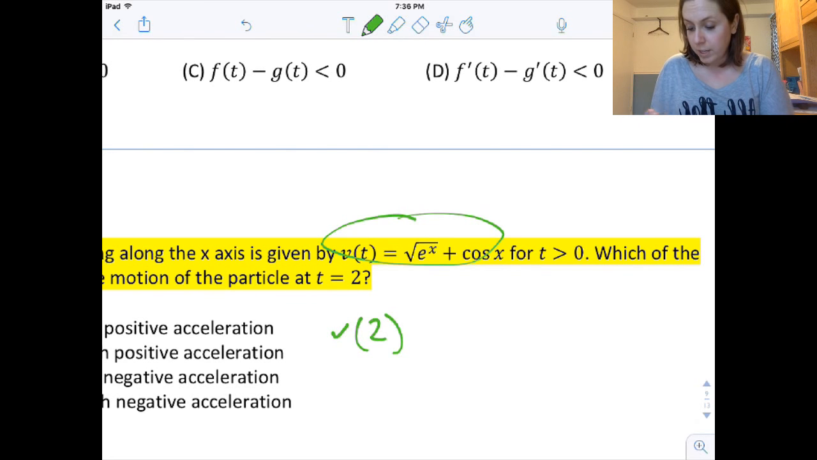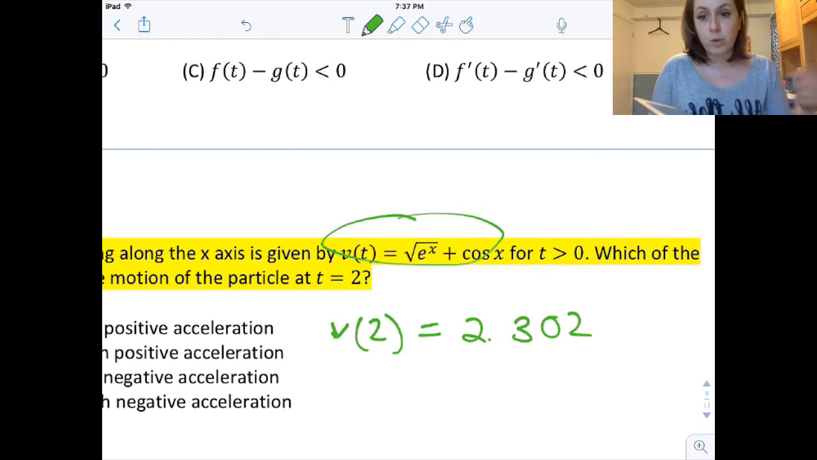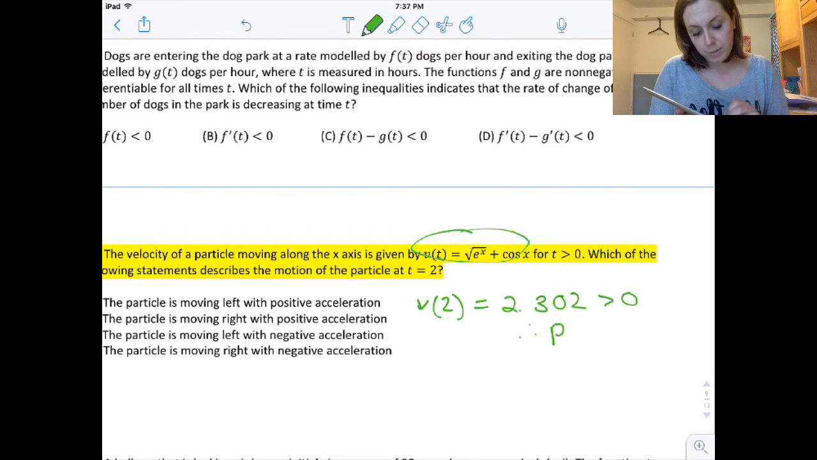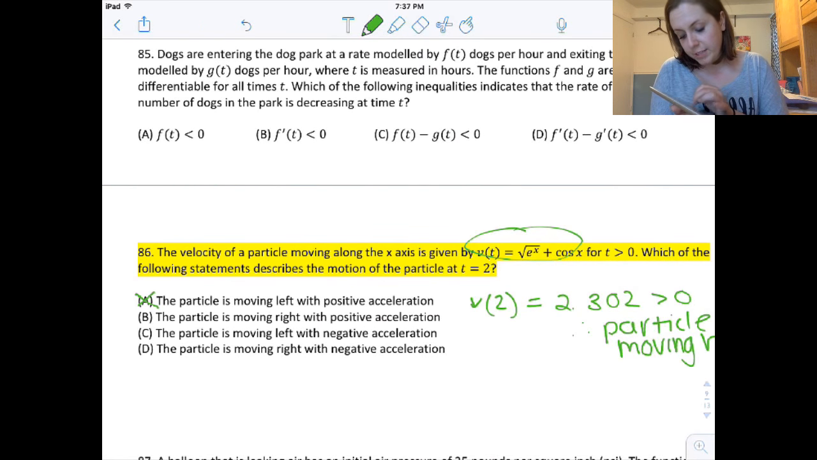So square root of e to the second plus cos of 2 is 2.3. So v of 2 is 2.302. Since that's greater than 0, therefore the particle is moving right in a positive direction. And you don't need to write this. I'm just doing this so you guys can see it. So I already know it's not moving to the left.